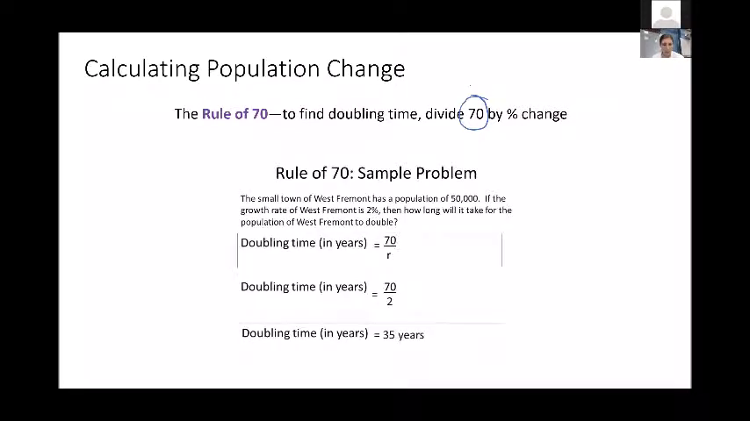So here's a sample. The small town of West Fremont has a population of 50,000. If the growth rate of West Fremont is 2%, then how long will it take for the population of West Fremont to double? So doubling time, 70 divided by the rate. So the rate is 2%, 70 divided by 2. It would take 35 years for this population to double. I'll be giving some other samples later so that you can better learn how to apply this particular rule.